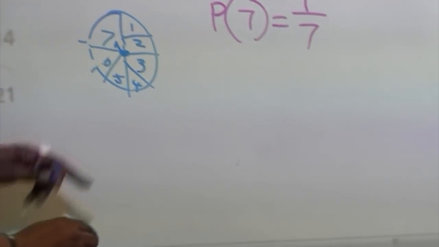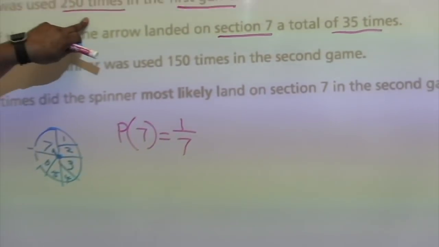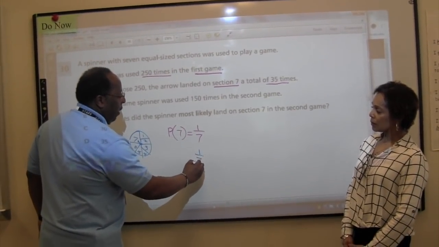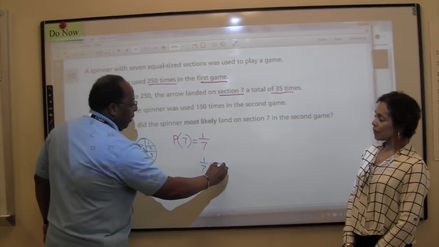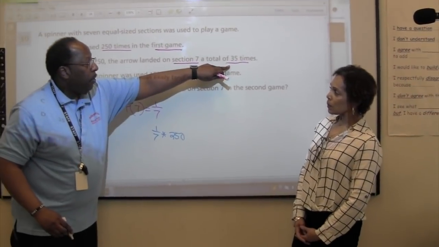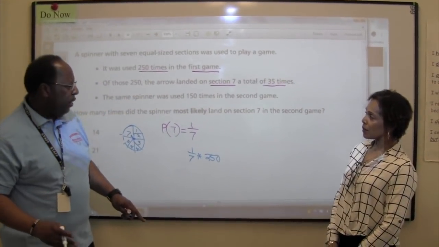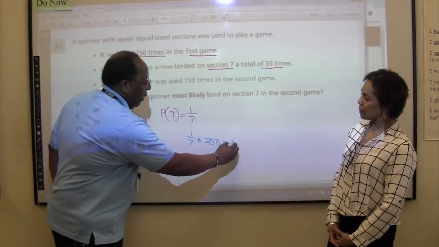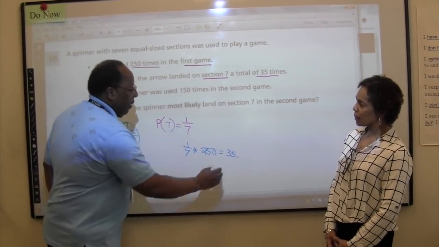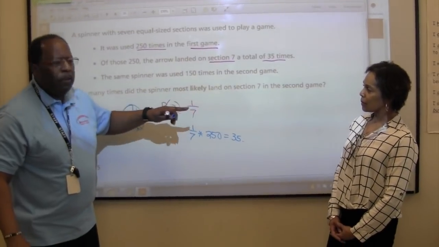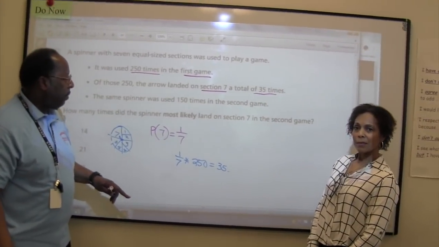They did this 250 times in the first game. So I'm going to take this 1/7 and multiply by 250, because it's going to give you 35. It's not going to be exactly 35. It's going to be a little over 35, 35 point something. But it came out to approximately 35 times.